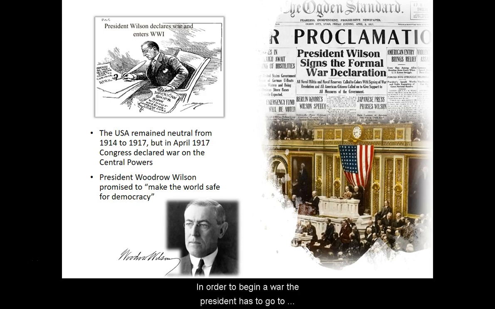In order to begin a war, the president has to go to Congress. So Woodrow Wilson petitions Congress and says, look, not only have they sunk American ships without warning, American lives are lost, but now they're trying to make secret alliances. It's time to get involved. And so President Woodrow Wilson promises to make the world safe for democracy by helping out. And Congress does say okay, and Congress declares war in April of 1917 on the Central Powers.